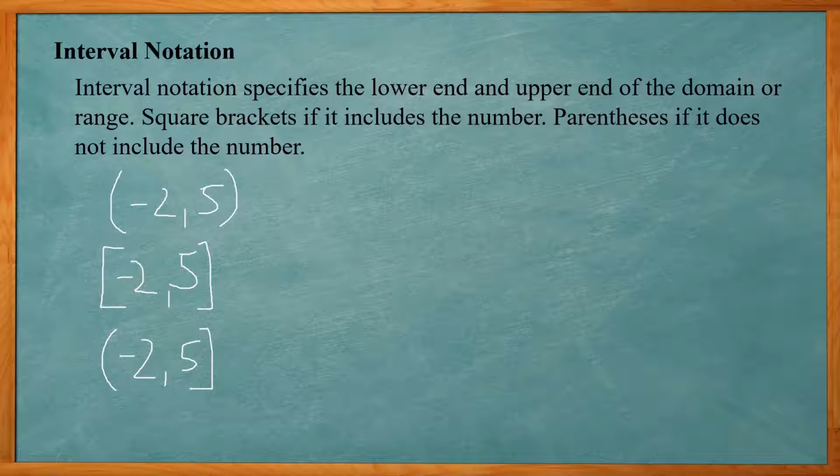Now, when there really is no upper end or lower end, we use infinity, this symbol. So if your domain was all real numbers, which means all numbers are valid, the interval notation for that would be negative infinity to positive infinity. So we use parentheses because infinity is not a number, so we can't include infinity.